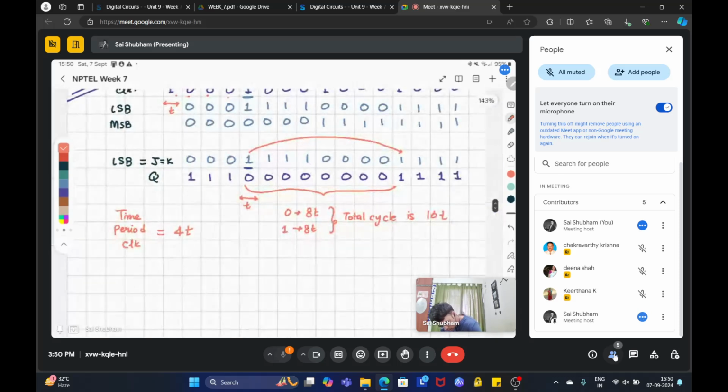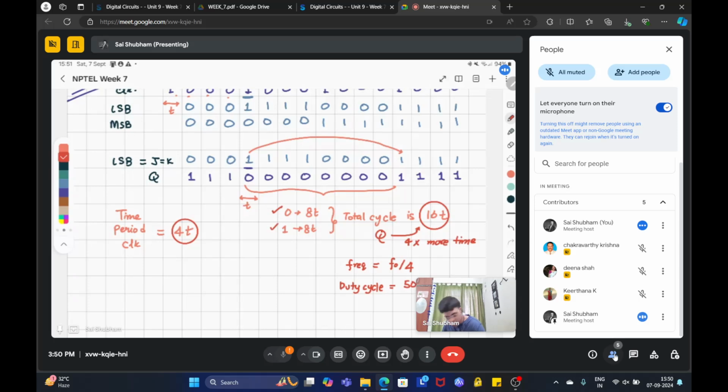So you can see that since this Q is taking 4 times more time, 4x more time, frequency equal to f naught by 4, and duty cycle is 50%. Duty cycle is 50% because the duration for which the 0 is there, for the same duration 1 is there.